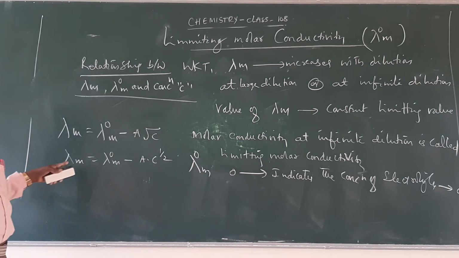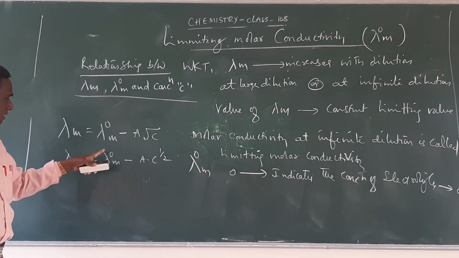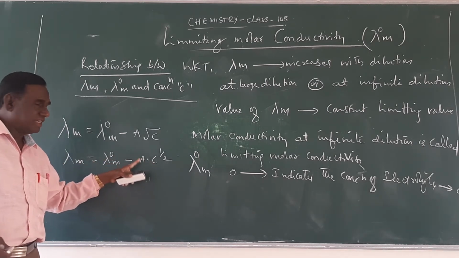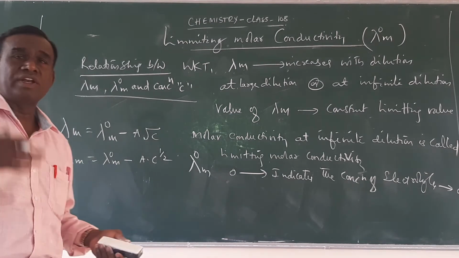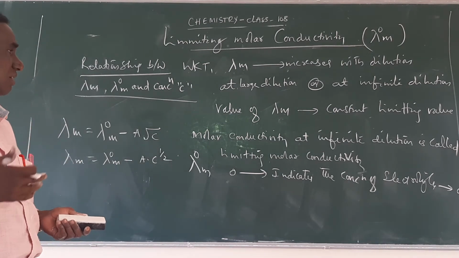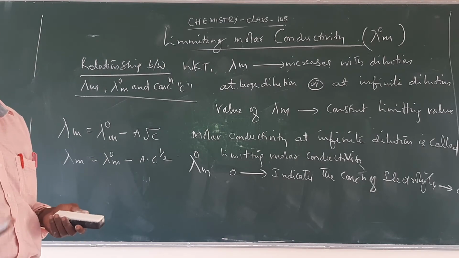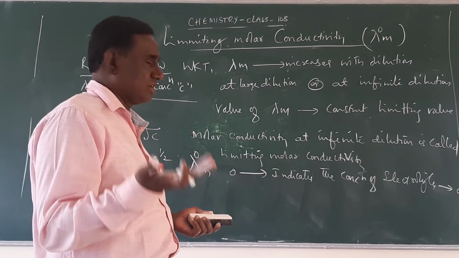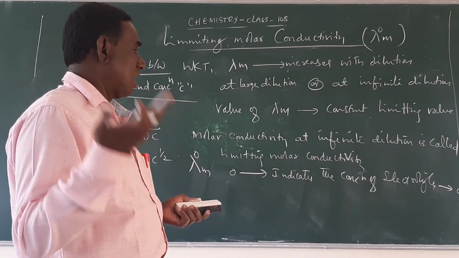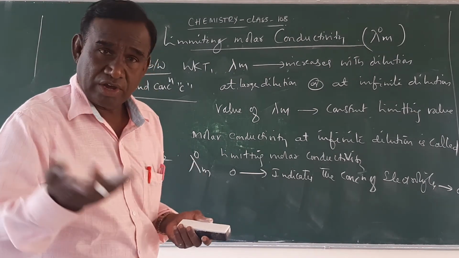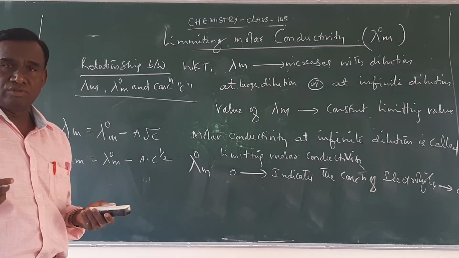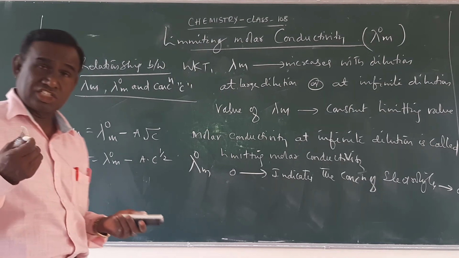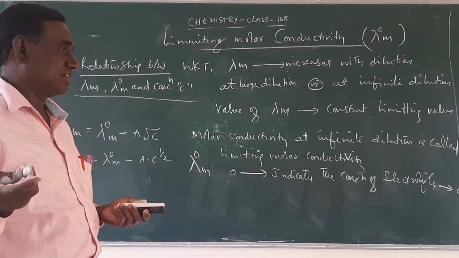Here lambda m is the molar conductivity, lambda naught m is the limiting molar conductivity, C is the concentration of the electrolyte, and A is a constant for a given solvent. It also depends upon the type of electrolyte we are going to take for dilution, and upon the charges present on the cations and anions in the electrolyte.